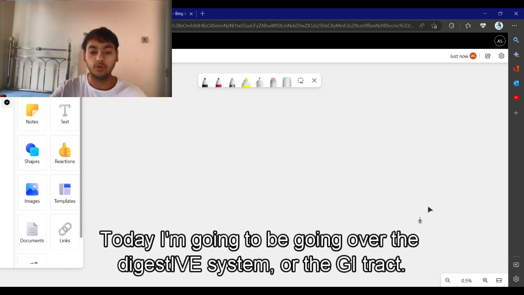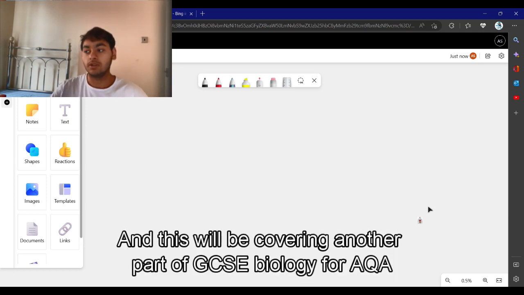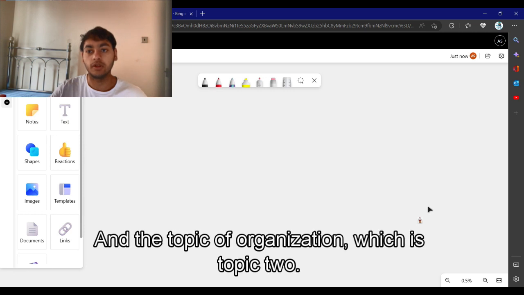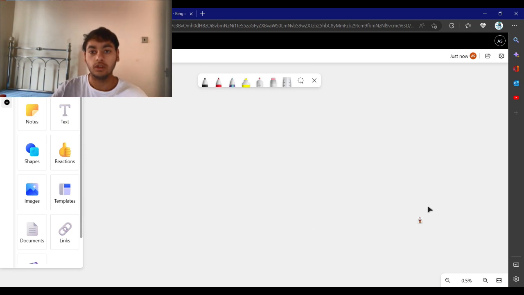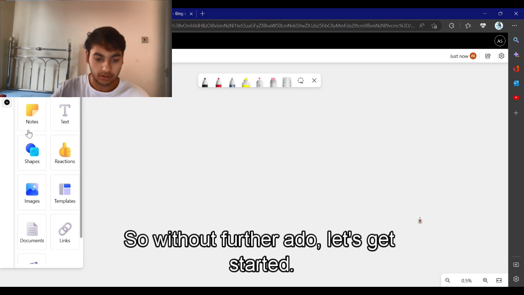Today I'm going to be going over the digestive system or the GI tract, and this will be covering another part of GCSE biology for AQA and the topic of organization, which is topic 2. So without further ado, let's get started.